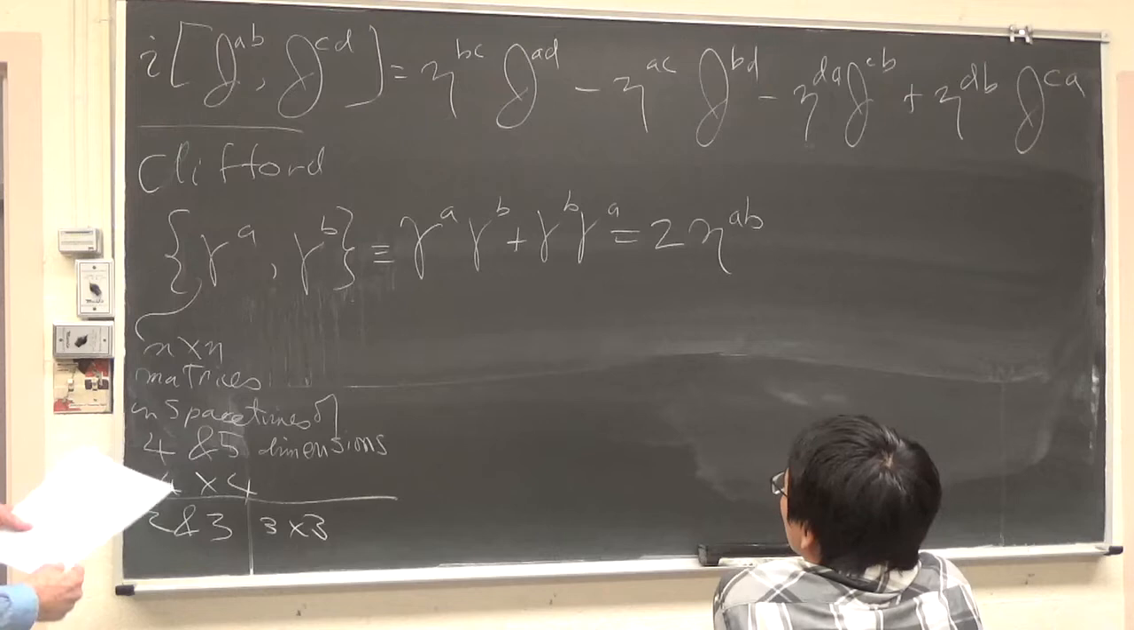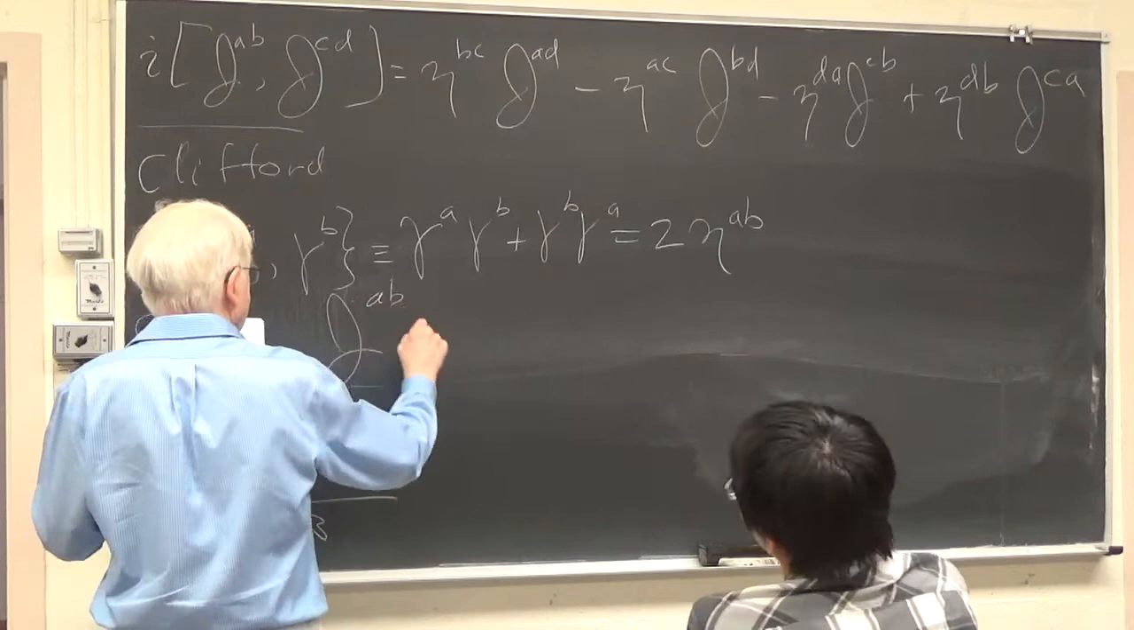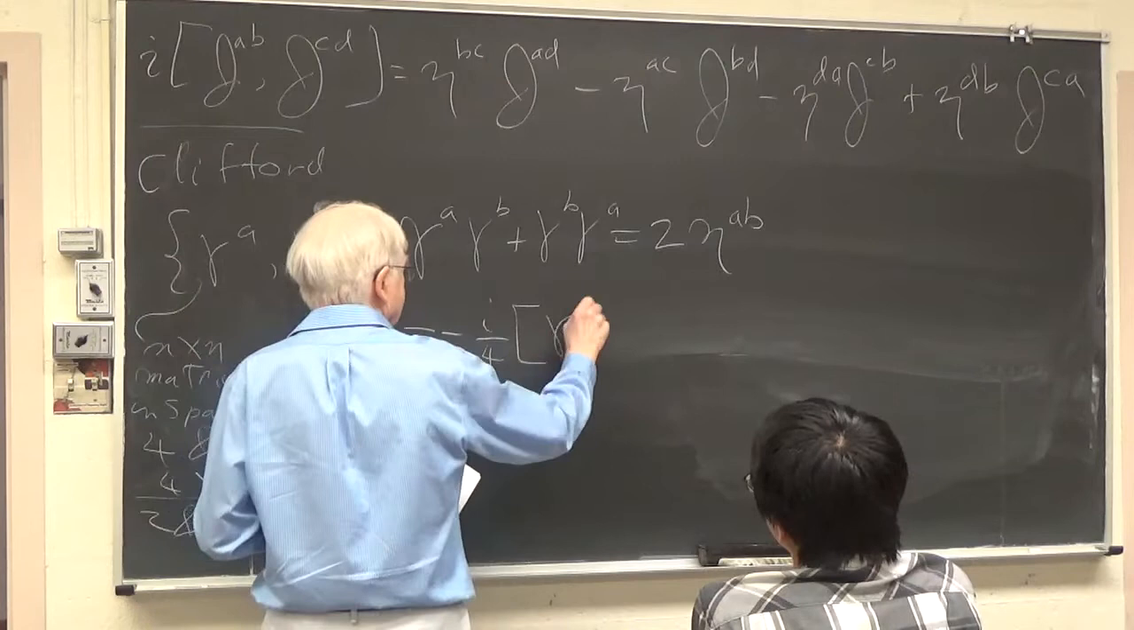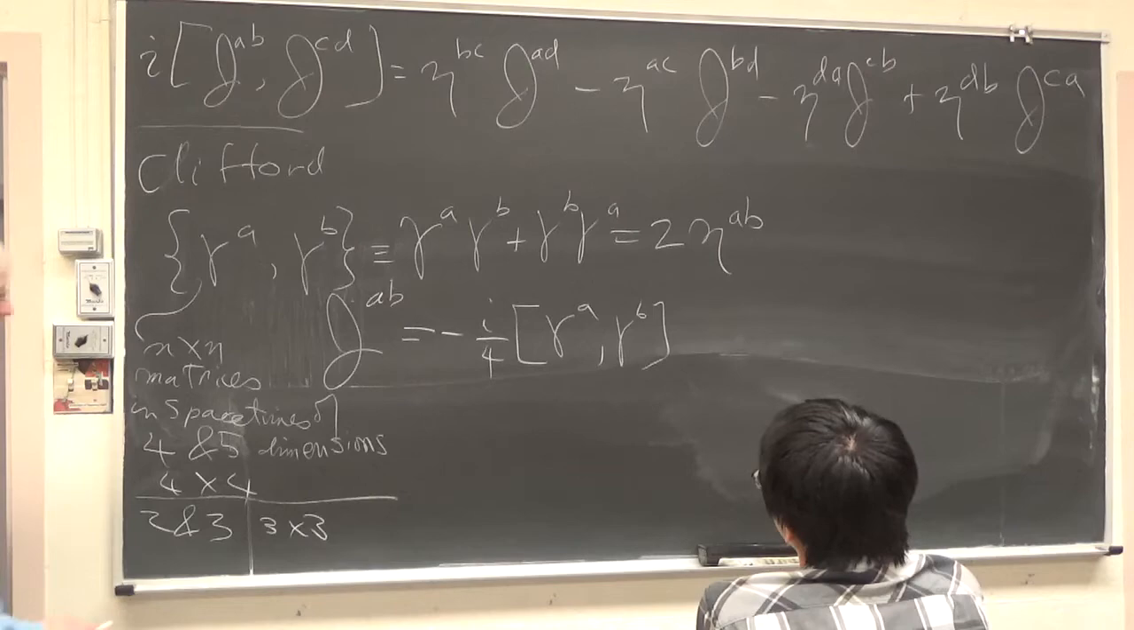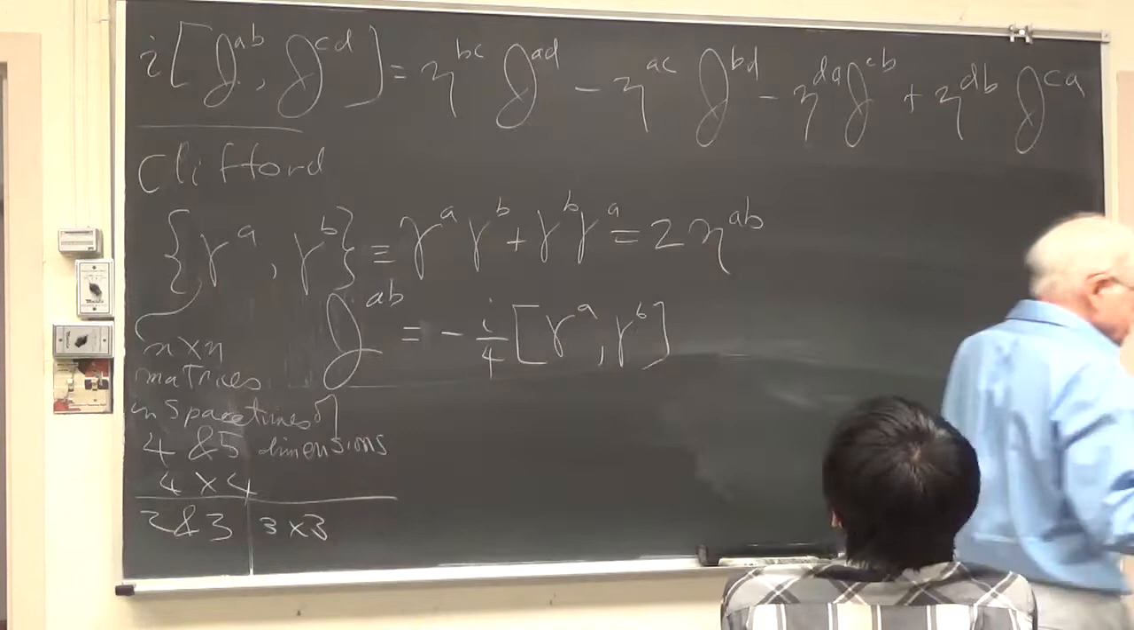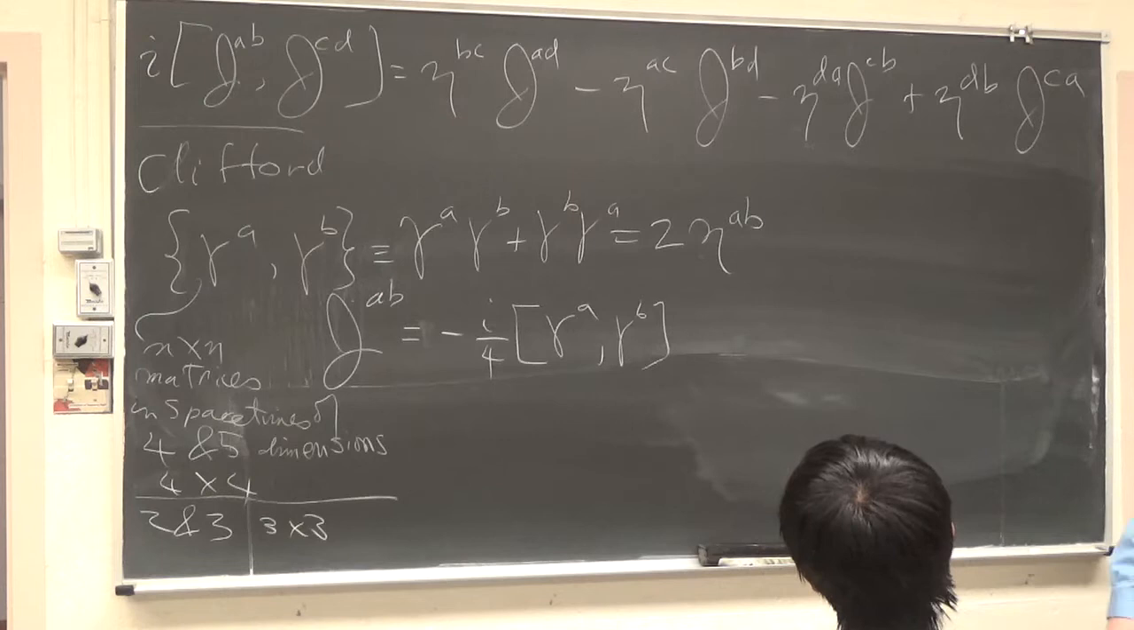Let me say what the J's are in these terms. J_AB is minus i over 4 times the commutator of gamma A with gamma B. So that's a very nice expression. And again, that's kind of the magic of the Clifford algebra. By the way, this eta in n dimensions is just a diagonal matrix with plus or minus 1 on the diagonal. So it could be Euclidean space, where eta would just be the identity matrix.